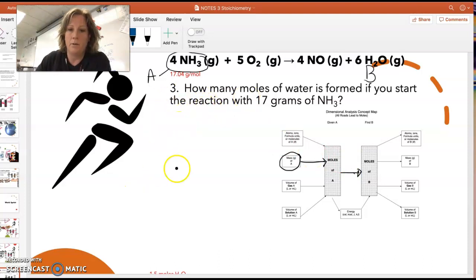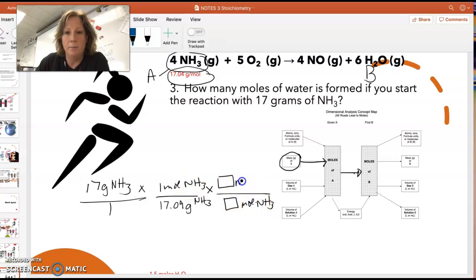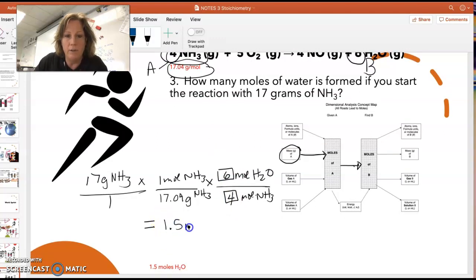So I'm going to start over here. 17 grams of NH3 over 1. Now I'm going to convert to moles. I did calculate the molar mass earlier: 17.04 grams of NH3 in 1 mole of NH3. Now I'm going to do the stoic, which is when I use those coefficients. I'm going to put the moles of NH3 on the bottom so that it cancels, and moles of water on the top because that's what I'm trying to get to. So I have 6 moles of water, 4 moles of NH3, and once I calculate this with sig figs, I should get 1.5 moles of water.